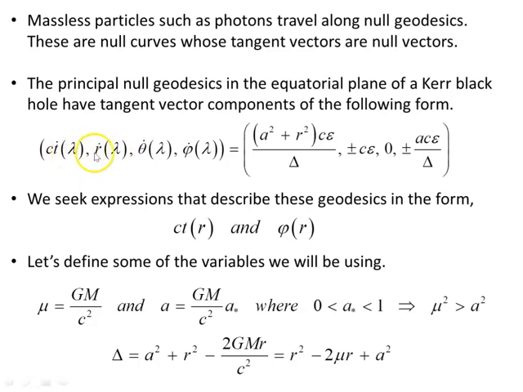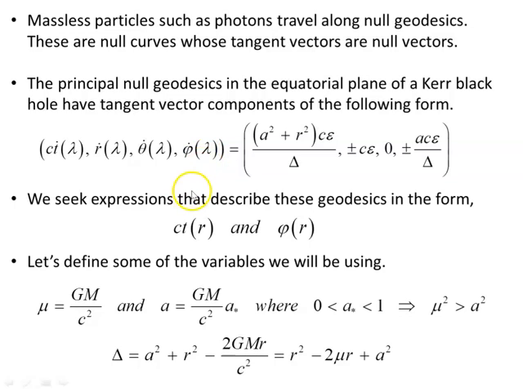And the components are, as we found in the video immediately prior to this, (a squared plus r squared) times c times epsilon, the energy parameter, over delta, for ct dot, and plus or minus c times epsilon for r dot, plus being the outgoing geodesic, minus the ingoing. Given we're in the equatorial plane, theta is pi on 2, so theta dot, d theta d lambda, is 0. And for the azimuthal angle, the derivative d phi d lambda is plus or minus a c epsilon on delta, plus or minus depending on the direction in which the particle moves. Lambda is the affine parameter.